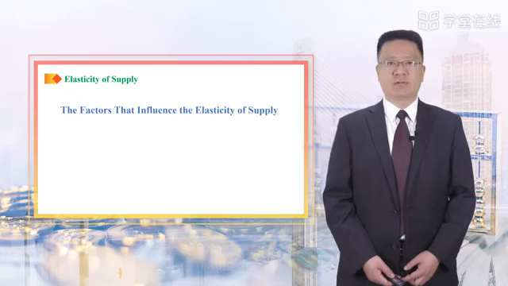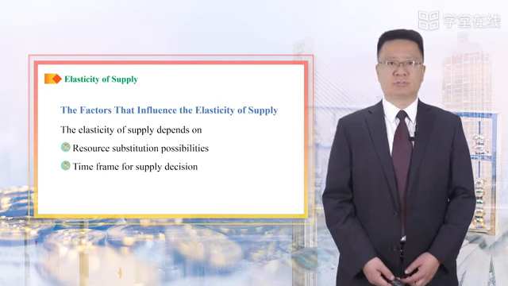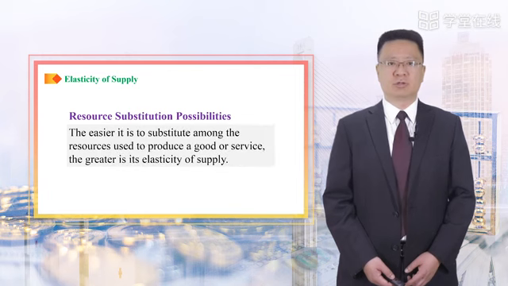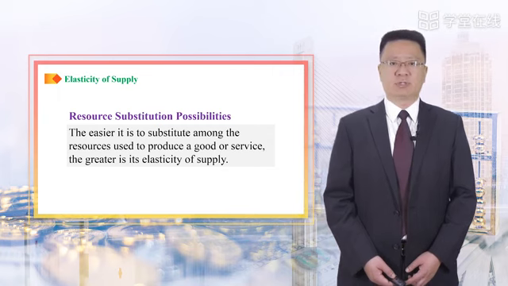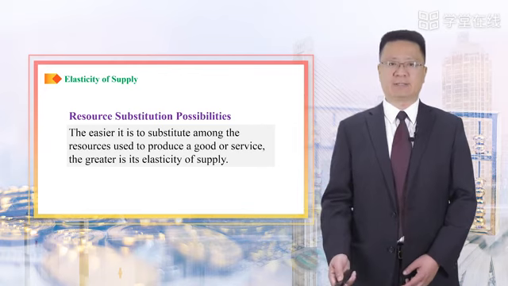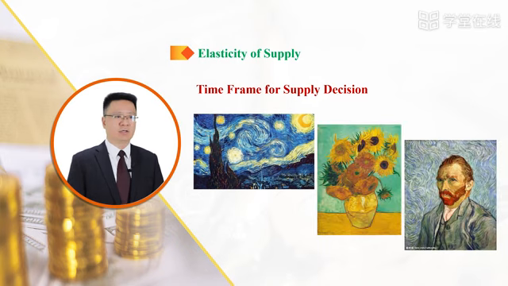The factors that influence the elasticity of supply include resource substitution possibilities and the time frame for supply decisions. The more unique or rare the resources used to produce the good, the smaller the elasticity of supply. The more common the resource used to produce the good, the larger the elasticity of supply. A Van Gogh painting is an example of a good with a vertical supply curve and a zero elasticity of supply.